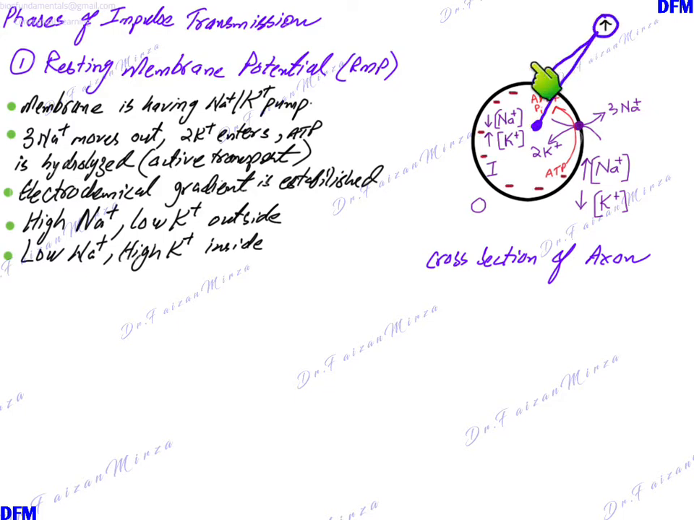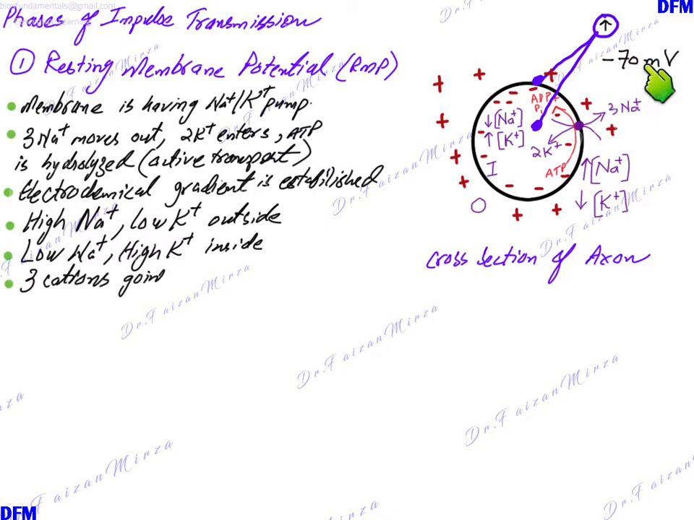So what have we done? We have placed a surface electrode and we have inserted one inside, and the voltmeter reading here tells us that the value is about minus 70 millivolts. Why is a minus 70 millivolts value recorded from the inside? This is because the exchange is 3:2.